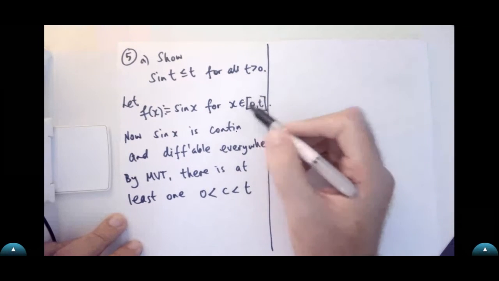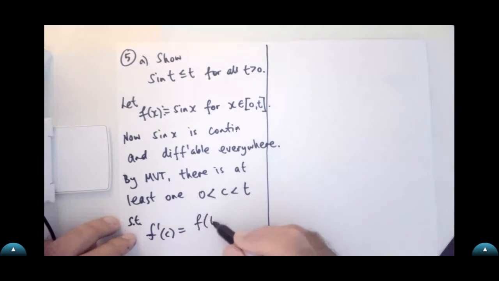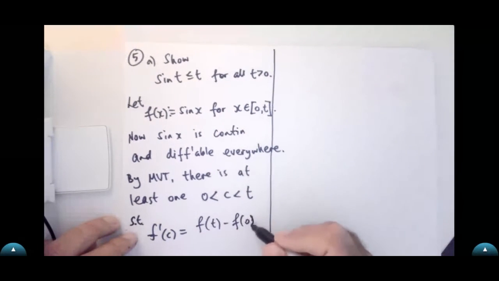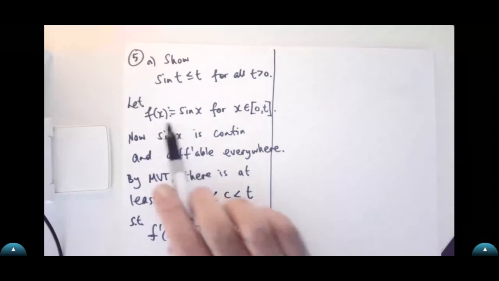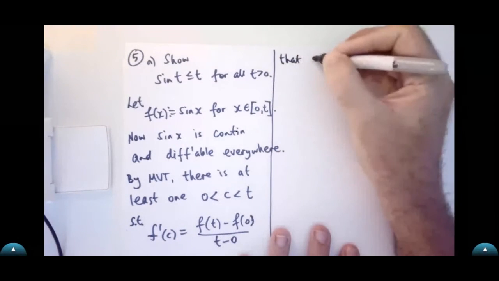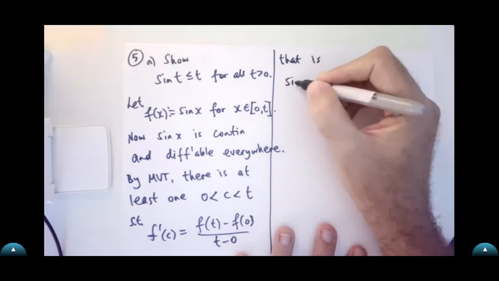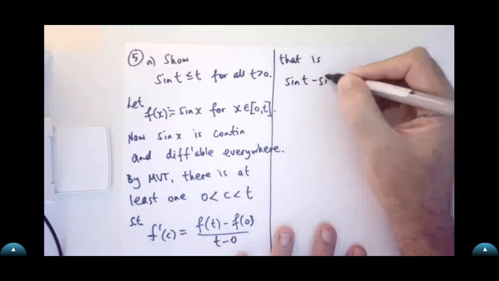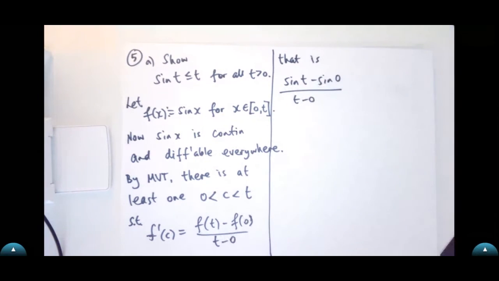So now I'm working on this interval, such that... Okay, so remember f, we've defined f to be the sine function. So what I'll do, this will become sine t. This is sine of 0, and this will become t minus 0. So I'll just write that around the other way. Okay, so I've written this part up here.